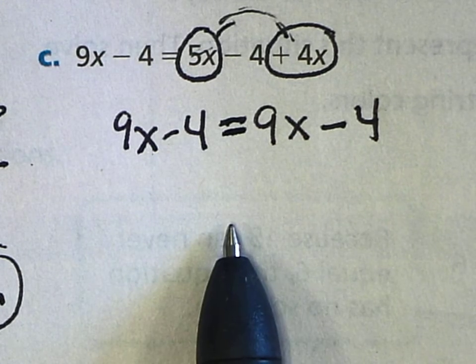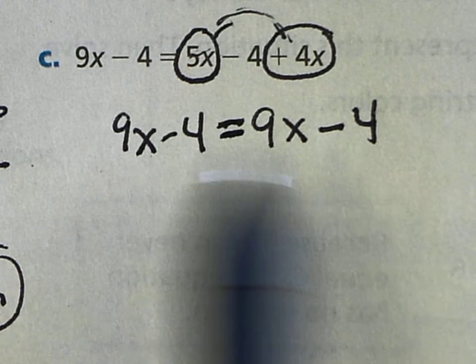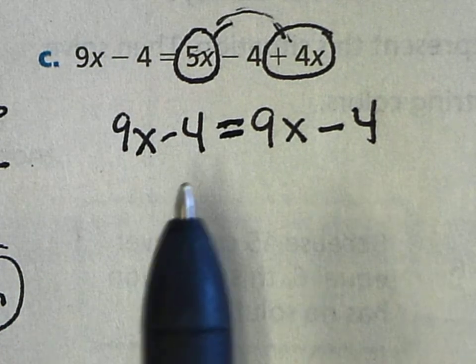So let's say maybe you didn't realize this. You could keep solving, but you don't have to. At this point, you see that everything is the same on both sides. So this is infinitely many solutions.